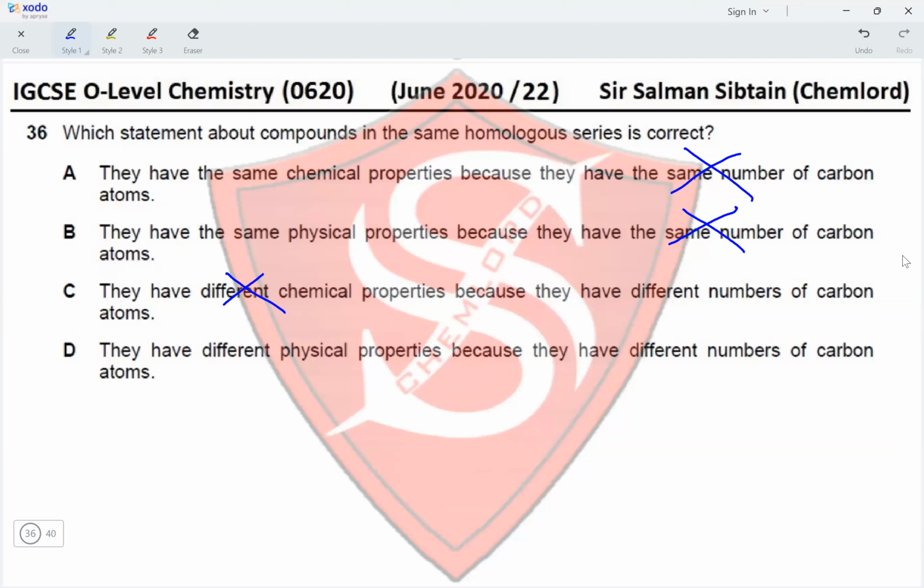And they have different physical properties. Yes, their physical properties may be different. For example, the first four alkanes are gases. From carbon 5 till carbon 17, we have liquid alkanes, and greater than 18 carbons would form alkanes that are solid. So they have different physical properties because they have different number of carbon atoms. So this is correct as well. So the correct option for this question is option D.